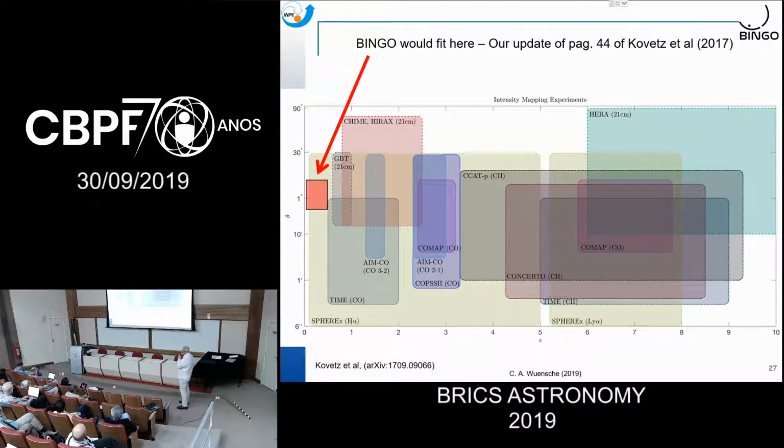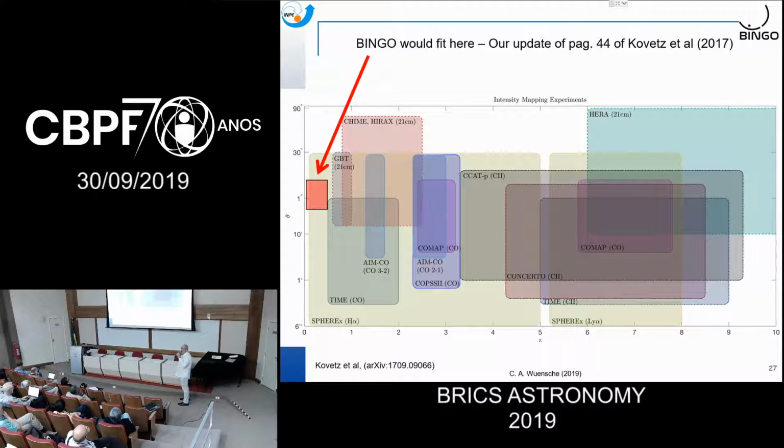So this is a plot from Kovacs and collaborators from 2017. BINGO was mentioned, but at the time BINGO was moving from the initial site in Uruguay to Brazil, and it was not quoted in this review. So I did my own update of the plot. This is page 44 of Kovacs et al. We are here. That's the angular resolution. This is the redshift interval.